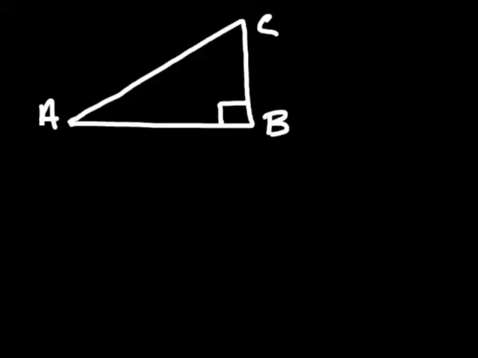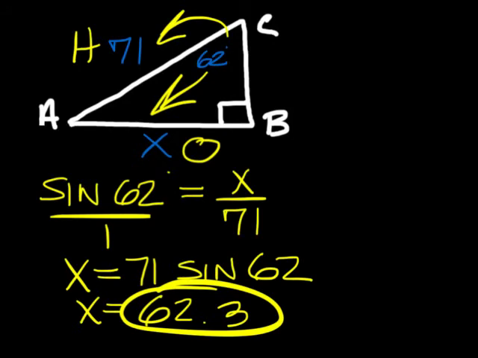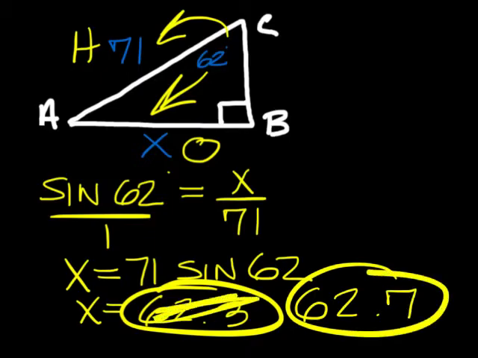Practice problem number 5. In this case, we know this is 62 degrees, this is x, and this is 71. Find the value of x, round to the tenths place. Hang on, let's see. Yeah, I got 62.7. A slight correction there. That should be 62.7.